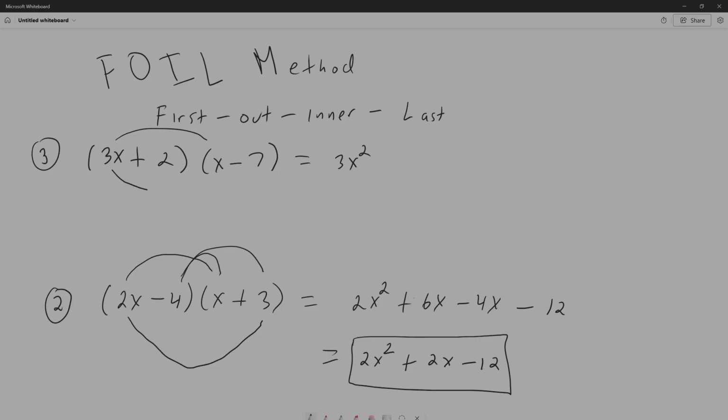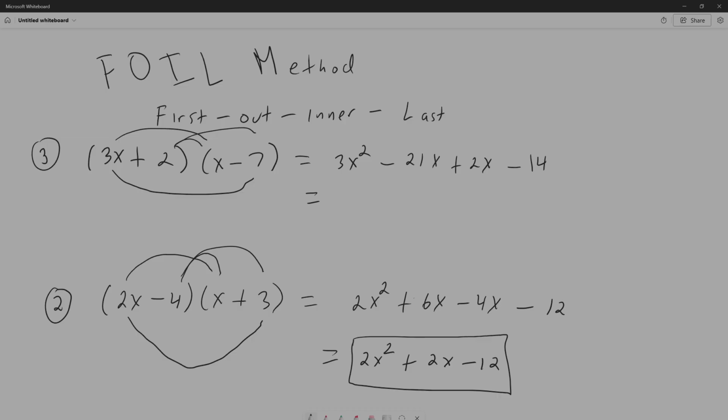Now we're gonna do the outer, 3x times minus 7, that's gonna give you negative 21x. Now we're gonna do inner, which is 2 times x, which is plus 2x. Now the last, which is 2 times negative 7, that's gonna be negative 14.